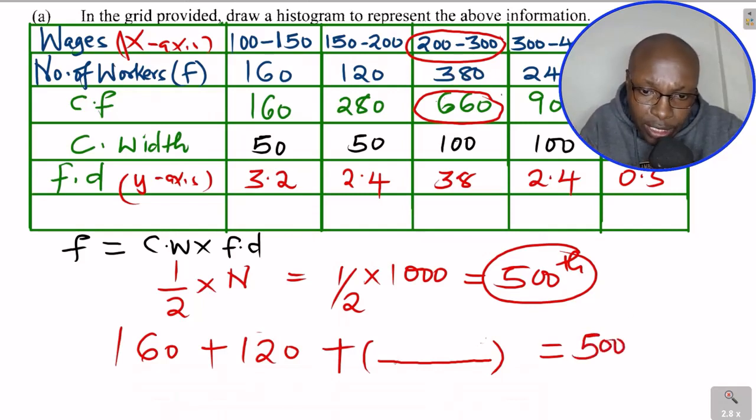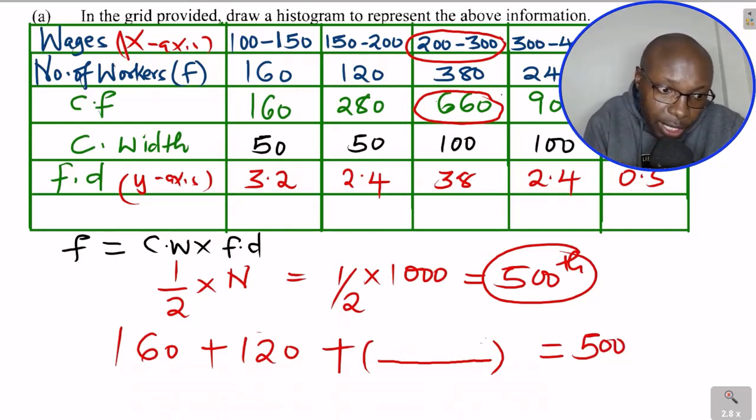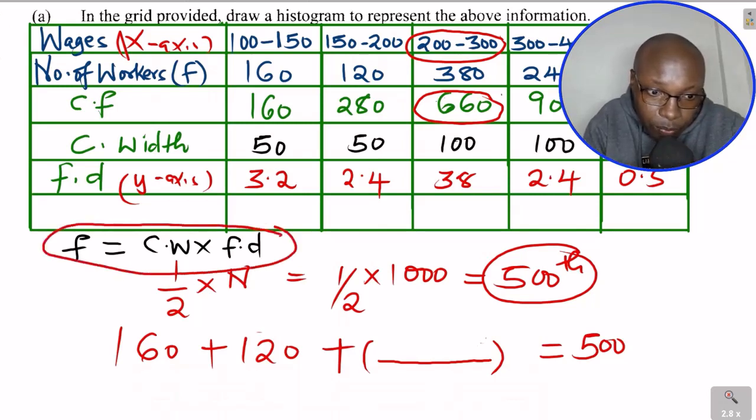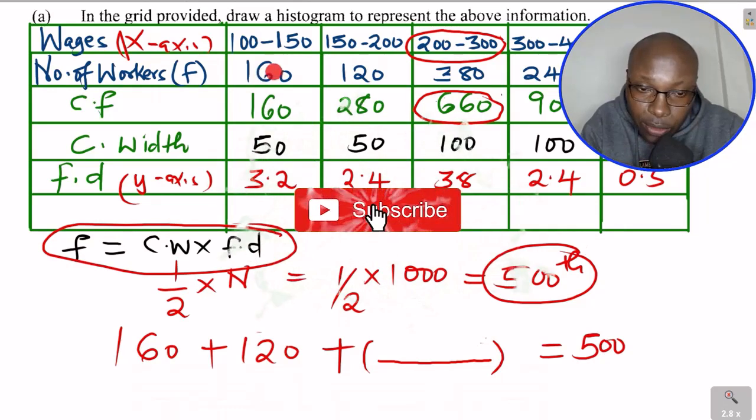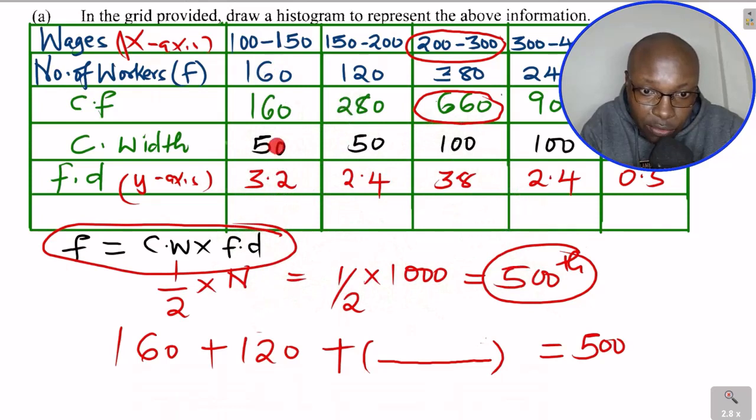So how do we get this frequency that you're going to add here? Now look at the formula that I've written here. Frequency is given by class width times frequency density, and I will demonstrate this using the first one here. Like this frequency 160, how do you get 160? You take the class width, which is 50, multiply by the frequency density, you get 160. How do you get 120? You take the class width 50, multiply by 2.4, you get 120.